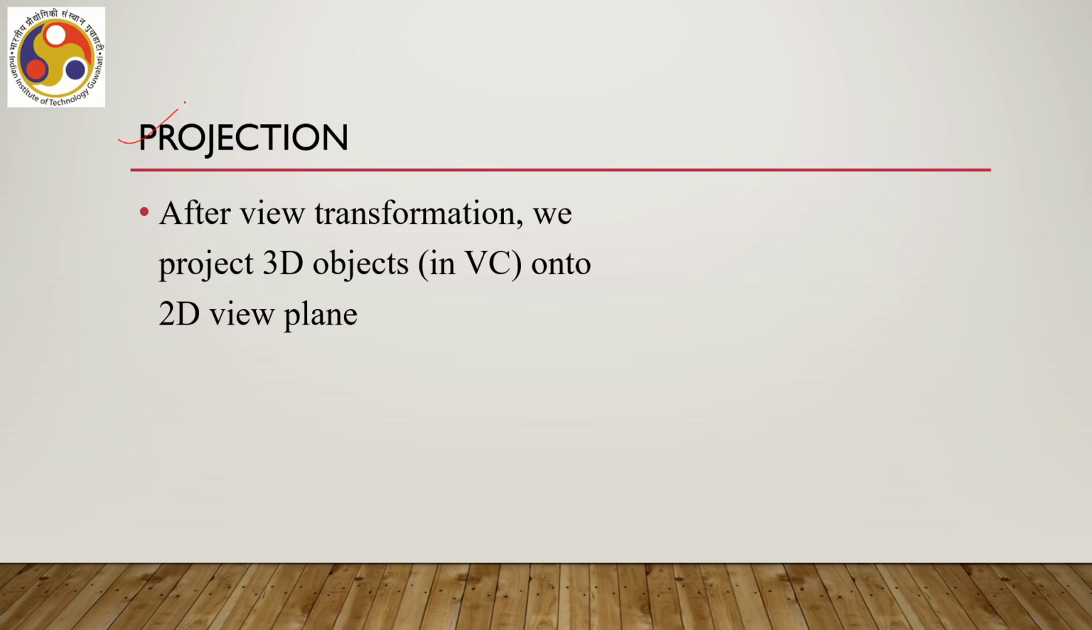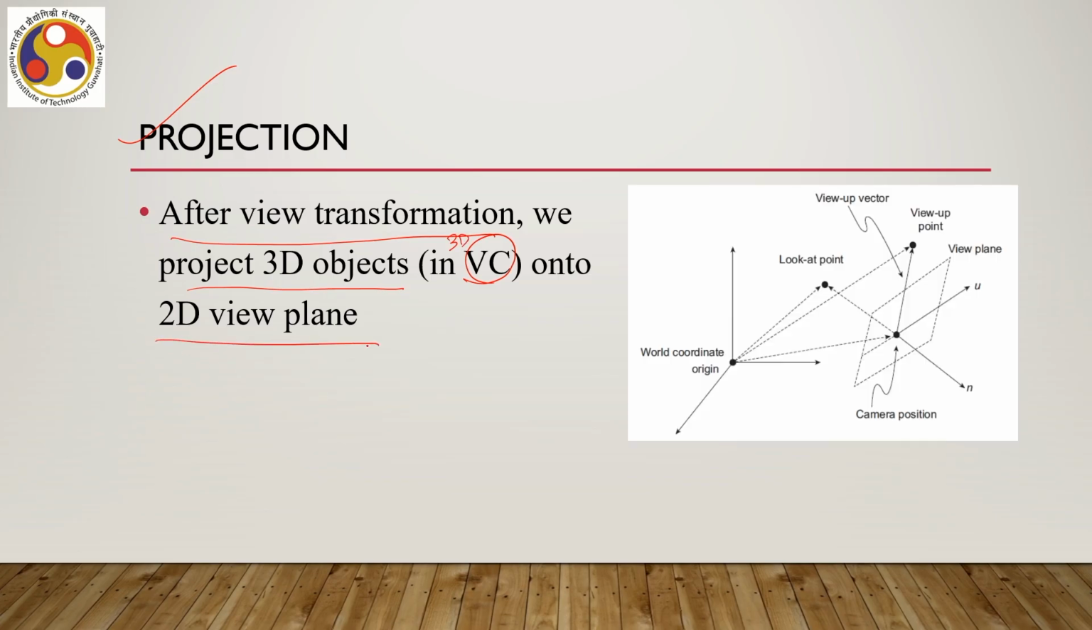Next is projection transformation. After view transformation, we project 3D objects in the 3D view coordinate system onto a 2D view plane. So, this is our world coordinate description. It gets transformed to a 2D view plane description. In between, we first transform it to the 3D view coordinate description, and from there we project it to the 2D view plane description. So, this is the view plane.